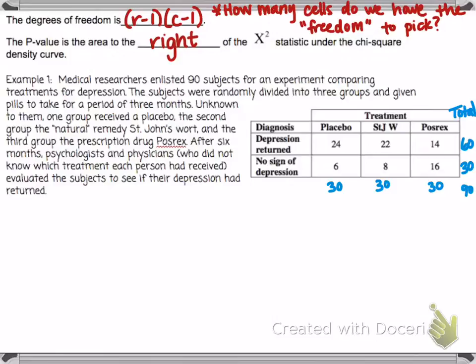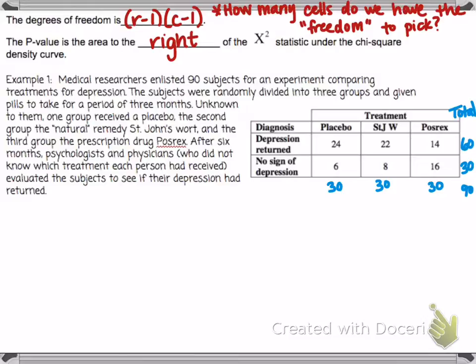So I'm looking at these 3 different treatments in each column, 1, 2, 3, and we're then evaluating with each of those 3 treatments, did their depression return, or if there was no sign of it. Okay, and so again, we're looking at, are those proportions of depression returning or not the same for the 3 treatments? Okay, so the first thing I want you to do on these tables is find some totals.